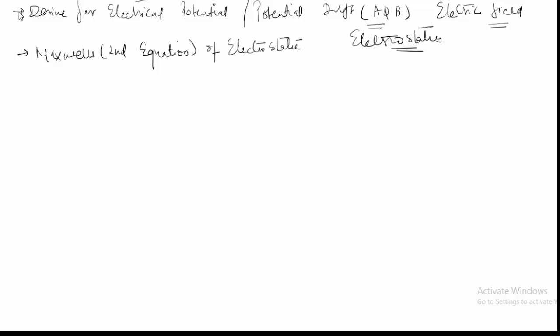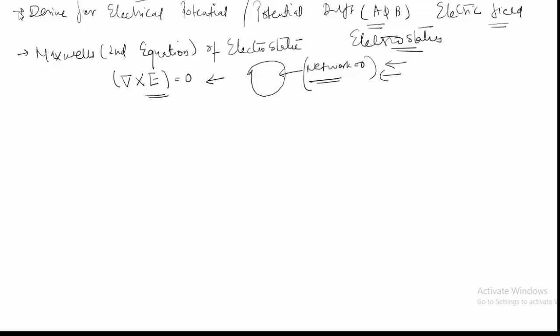So Maxwell's second equation says that del cross E is equal to 0. That is, if you are taking a line integral, moving in an electric field, starting from a point and coming back to the same point, then the net work done will be equal to 0. That is, electrostatic fields are conservative fields. This is implied by Maxwell's second equation, which will be derived.